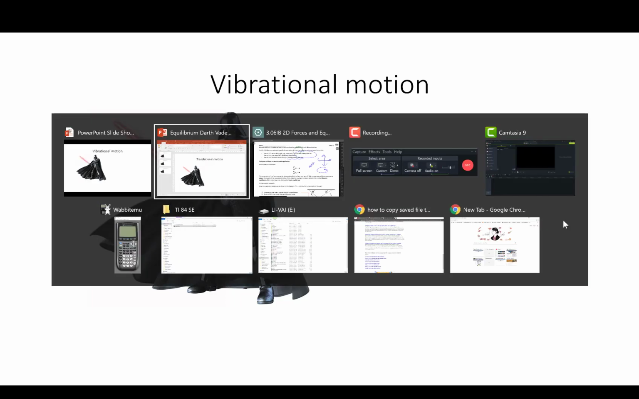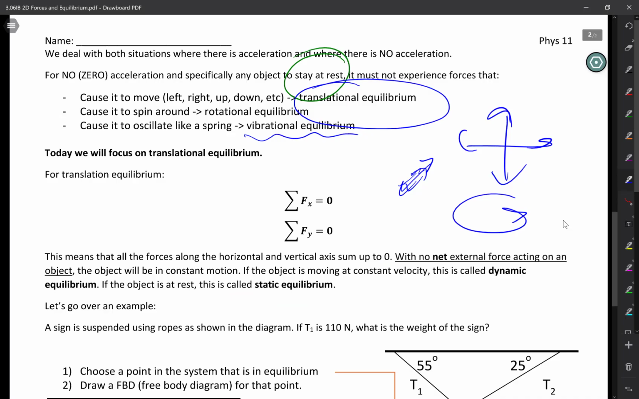Now, when we talk about absolute equilibrium, the object is not doing any of those. For us, we will simply deal with translational equilibrium. We'll just look at that. We will assume everything else is not rotating, vibrating, etc. We're looking at the conditions for which an object is not moving or accelerating side to side, up and down, etc. In those cases, the sum of all forces equals 0.